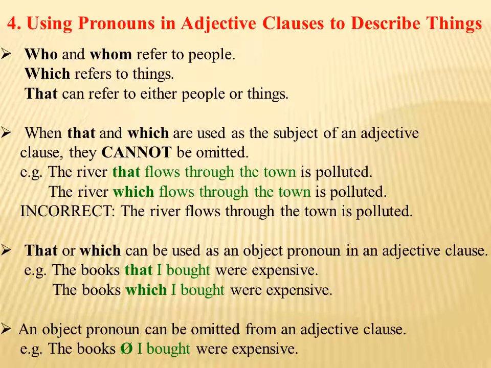Unlike a subject pronoun, an object pronoun can be omitted from an adjective clause. Example, the books I bought were expensive.